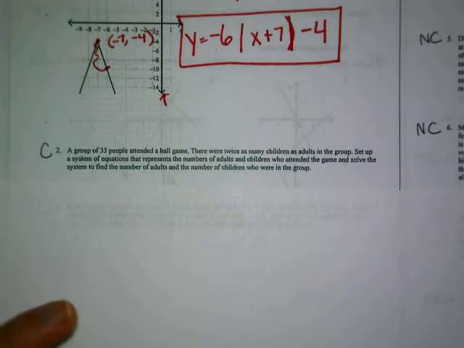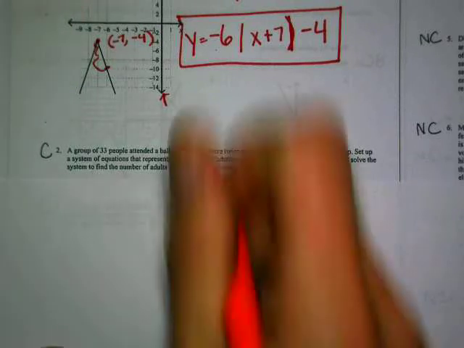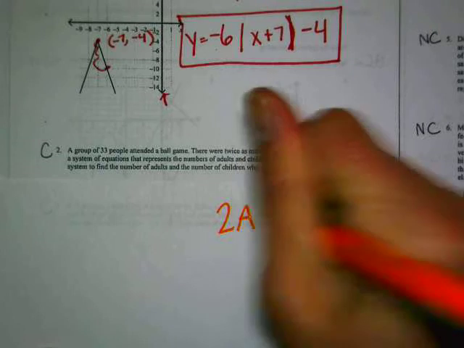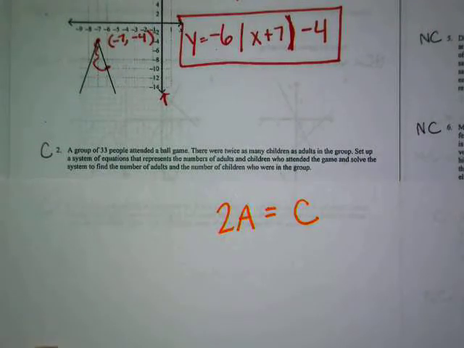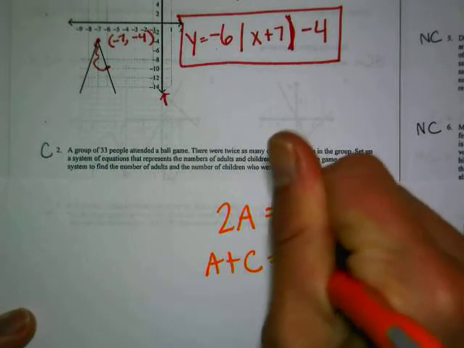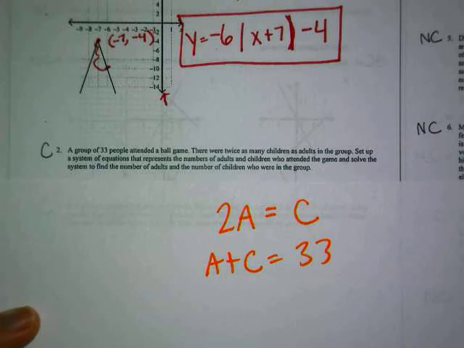A group of 33 people attended a ball game. There were twice as many children as adults in the group. So because children is already bigger, we need to multiply the adults by 2 to equal it out. And then 33 people attended, so A plus C is going to equal 33. And does it ask me to solve the system to find the number?